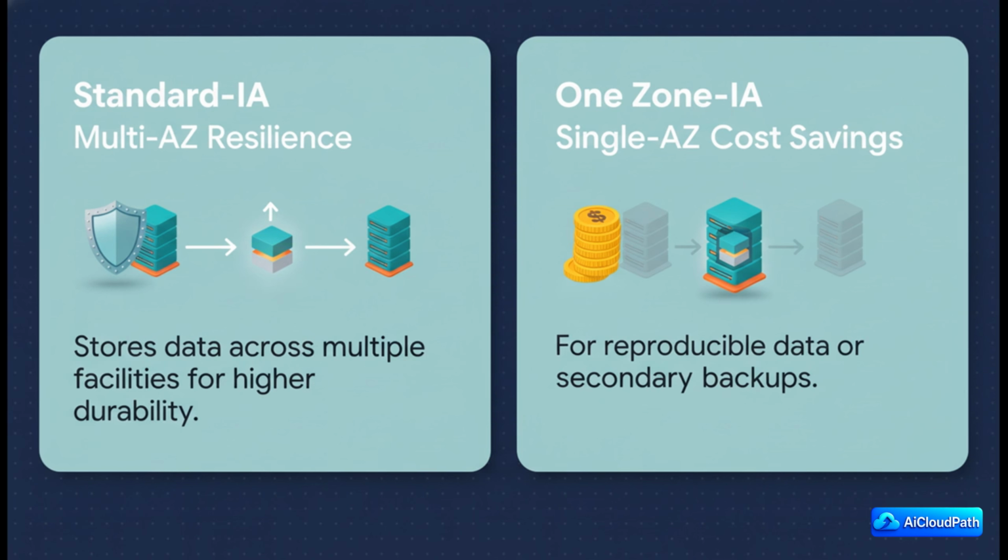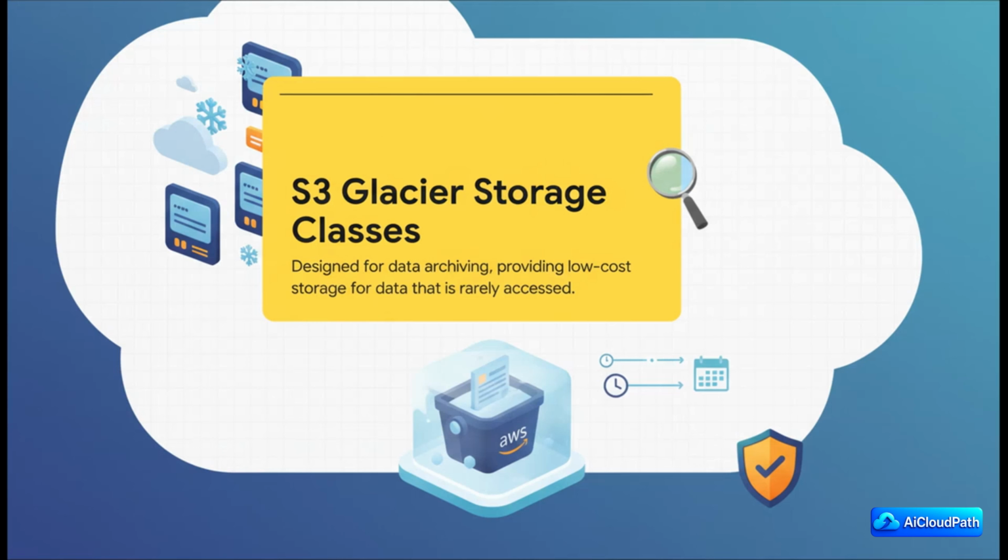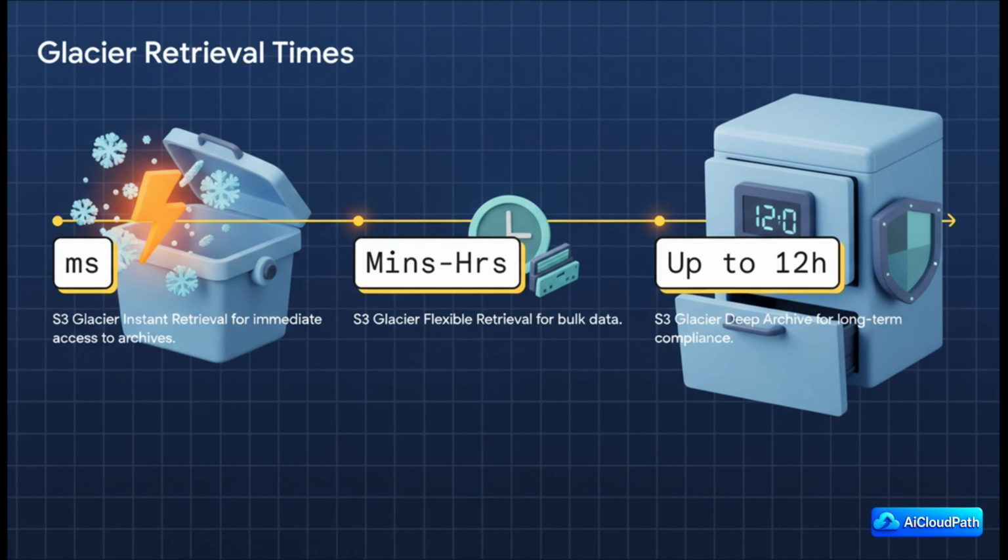All right, time to head down to the basement, to the deep freezer. This is for your archives, the data you absolutely have to keep, but will very, very rarely, if ever, actually need to access. So, the S3 Glacier family, its whole reason for existing is to give you the absolute lowest cost storage possible in the cloud. This is your go-to for things like long-term regulatory compliance or for archiving old project files you don't actively use anymore.